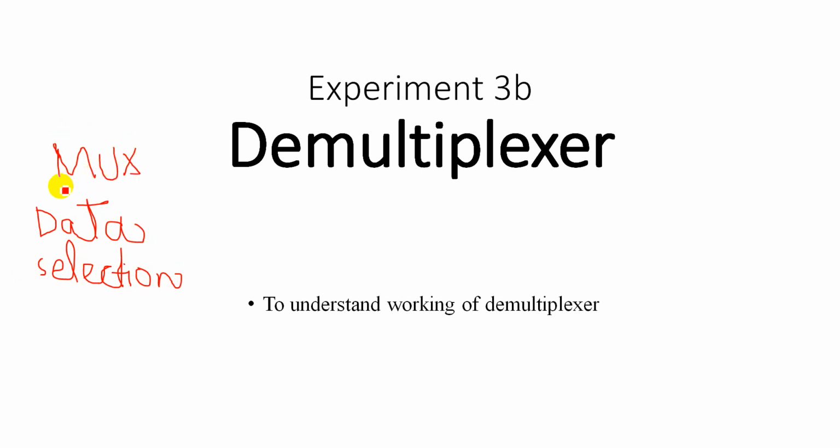Now, if the multiplexer is performing a data selection operation, it means the demultiplexer is going to perform data distribution. So if the multiplexer is a data selector, the demultiplexer is a data distributor.